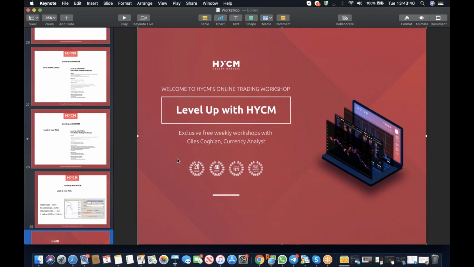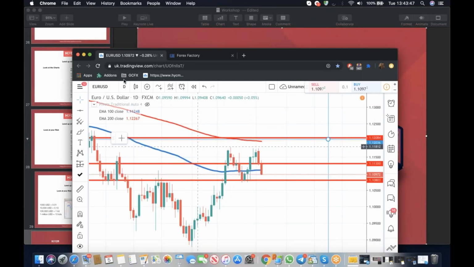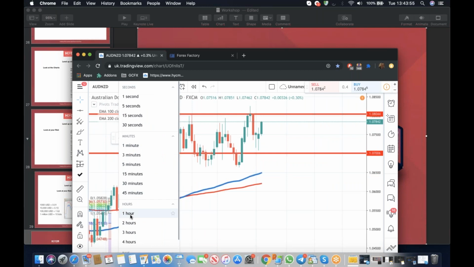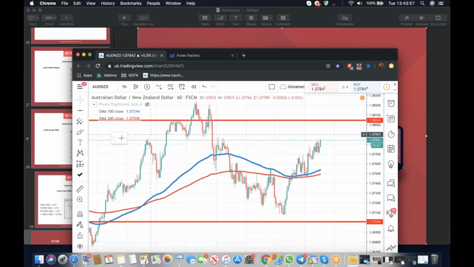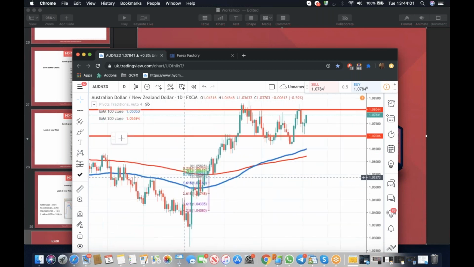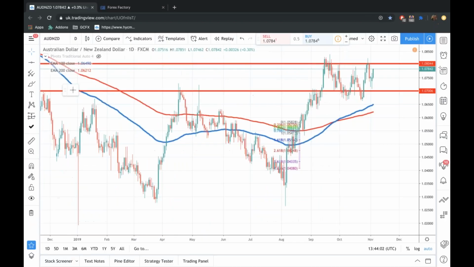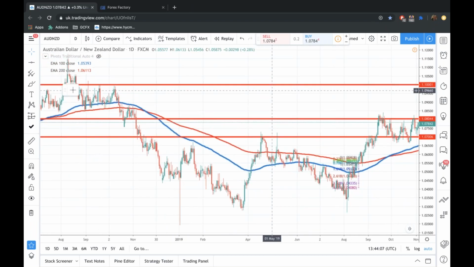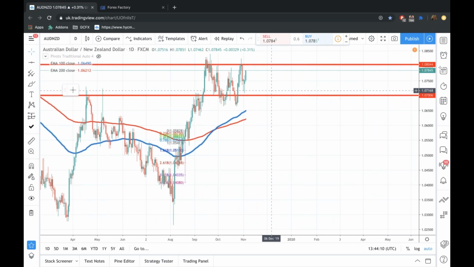If that's bad employment data, then I would favor Australian dollar, New Zealand dollar longs. So that's what I'm really looking at now. The trade I will be looking at is this one, Australian dollar, New Zealand dollar, if we get poor employment data. And then potentially a large run there up to the 1.100 level. Okay, so that's something to look for.